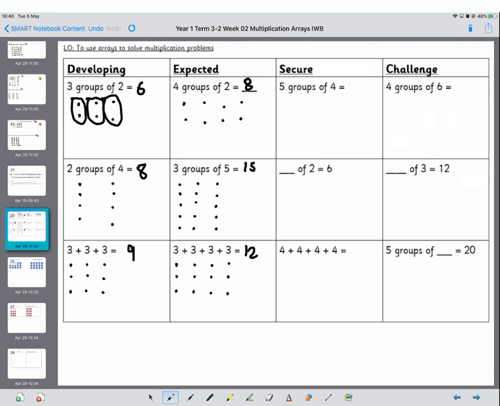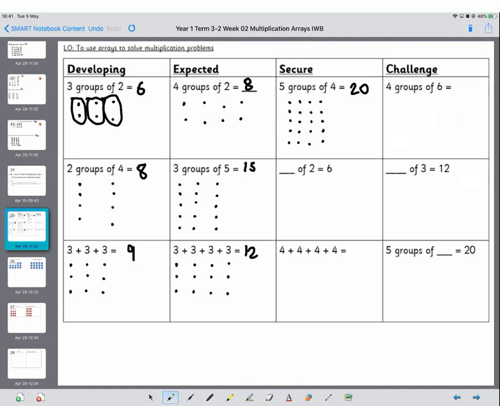5 groups of 4. Now I want you to see I'm doing something a bit different this time. It will still give you the same answer. So one group of 4, two groups of 4, 3 groups of 4, 4 groups of 4, 5 groups of 4. How many are there altogether? 4, 8, 12, 16, 20. Or you could do it 5, 10, 15, 20. Let's rub that out, it will confuse us. So either way, the answer is 20. It doesn't actually matter which way you put your groups around.